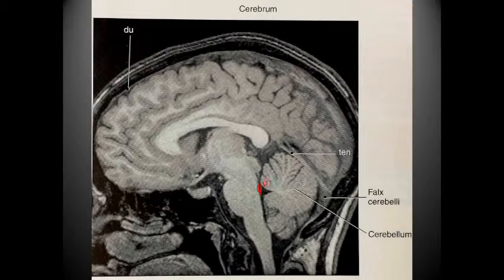Looking at the sagittal image, we have the fourth ventricle, pons, medulla, midbrain, tentorium cerebelli, cerebellum, frontal lobe, parietal lobe, occipital lobe, sagittal sinus, pituitary gland, sphenoid sinus. Here's the corpus callosum.